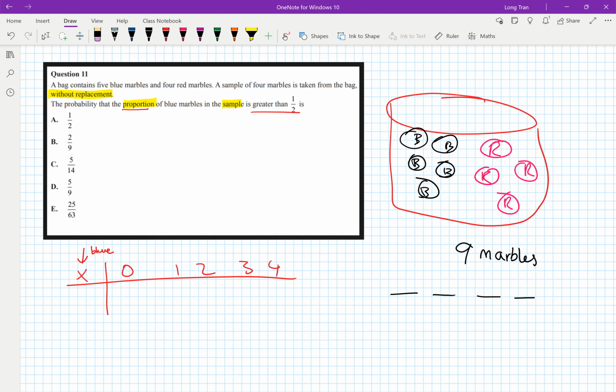So 0 blues, 1 blue. So 0 out of the 4 is blue, 1 out of the 4 is blue, 2 out of the 4 is blue, 3 out of the 4 is blue, or 4 out of 4 is blue. So this is your sample proportion.